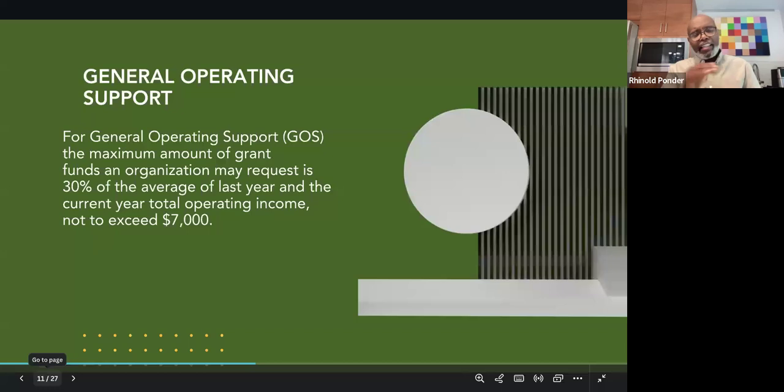$7,000. If I went too fast or haven't been clear on that, I'll try to repeat myself later, or you can ask questions about it. But it's the average of those two years, one of which will not show up in your documentation. Although I should note that for those grantees that have applied before, the county has those numbers.